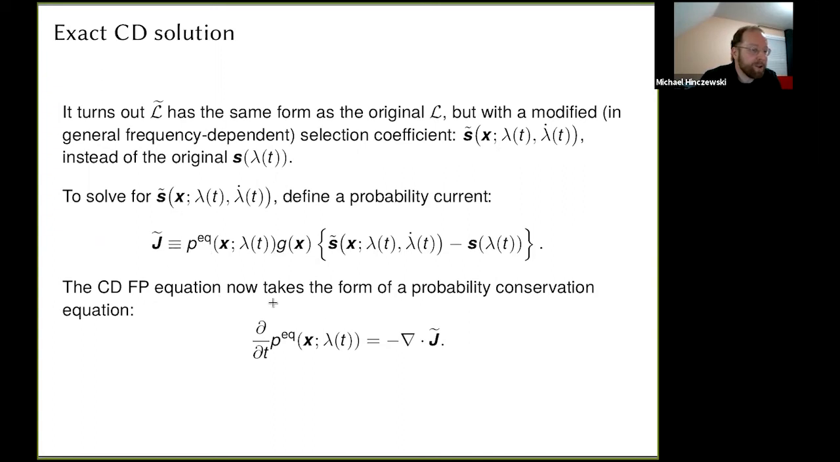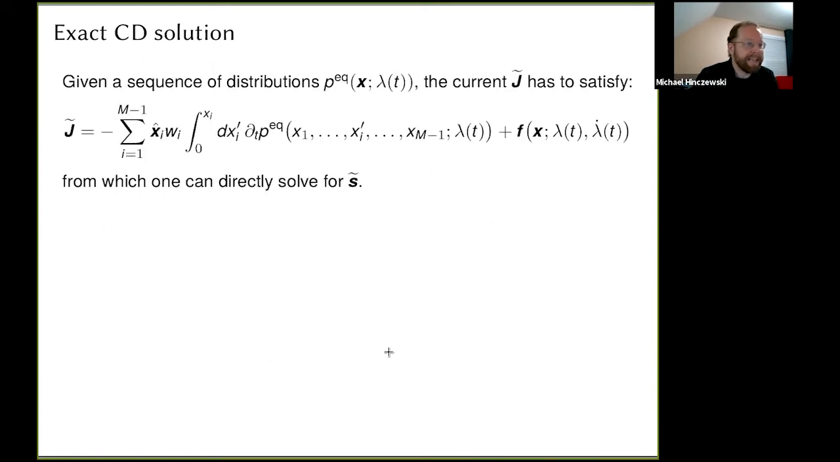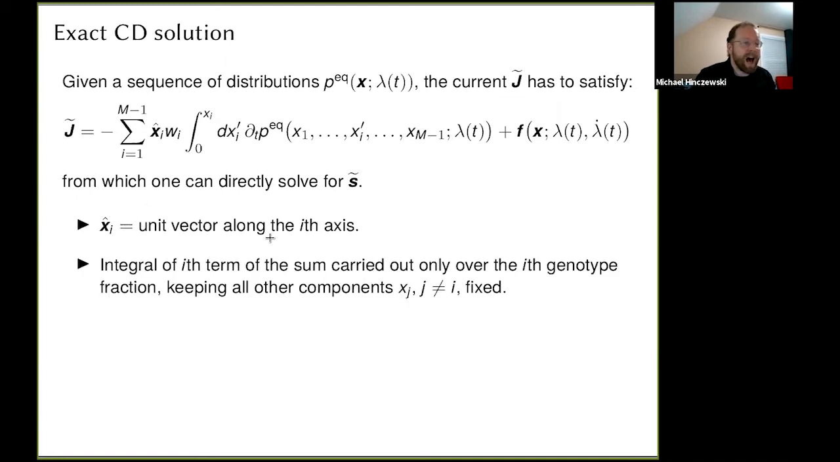And in this J tilde form, this new Fokker-Planck equation takes the form of a probability conservation equation like this. And it turns out we can invert this and get a form for J tilde, which looks like this. It's a little bit nasty, but it's an exact solution. And it turns out to have some interesting features. So this X hat here is just the unit vector along the ith axis. This integral here is only carried out over one of the components, and there's a sum.